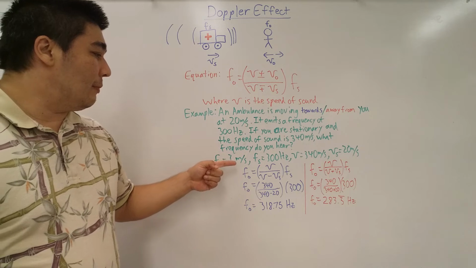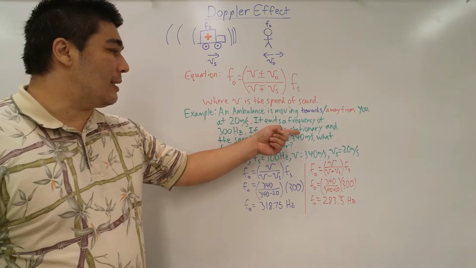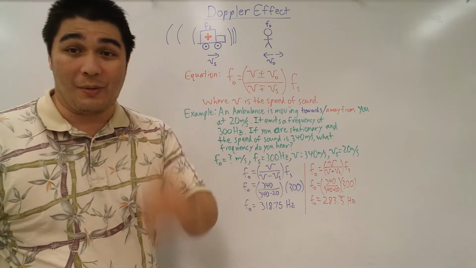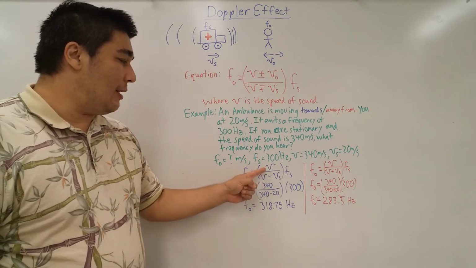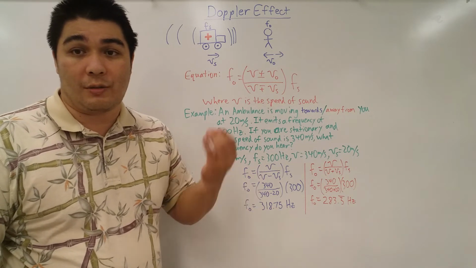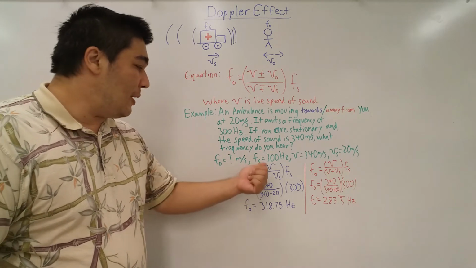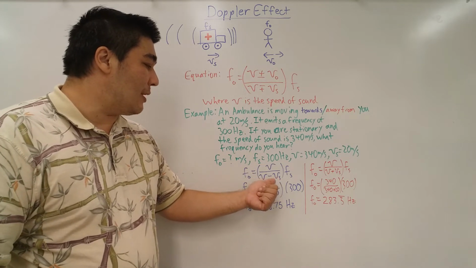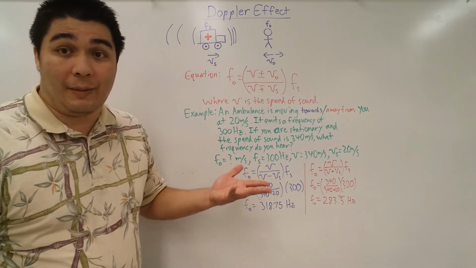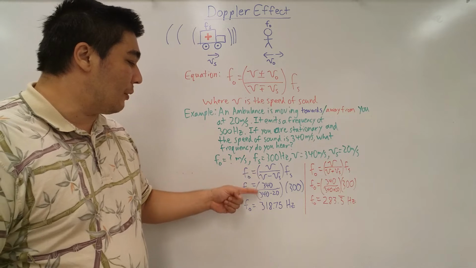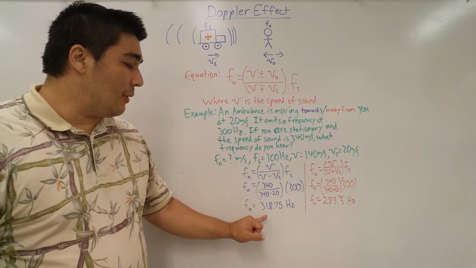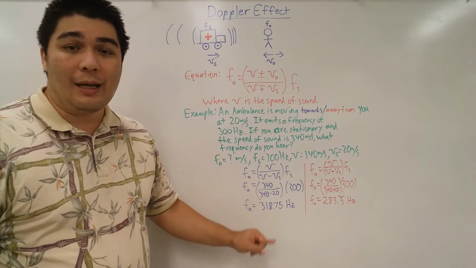So we plug this in. We note that stationary means that the velocity of the observer right over here is 0. So that's why I didn't write anything here. I just wrote v instead of v plus or minus v sub o, which is just 0 anyway. So it's just going to be v over v minus v sub s, all of that times f sub s. And that's nice because we have all the numbers that we need for this. So 340 over 340 minus 20, all of that times 300, and that gives you an answer of 318.75 hertz.